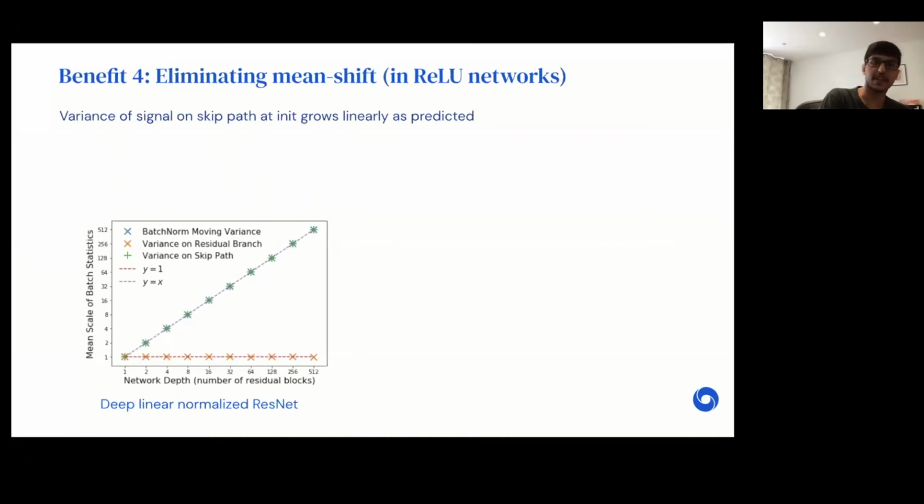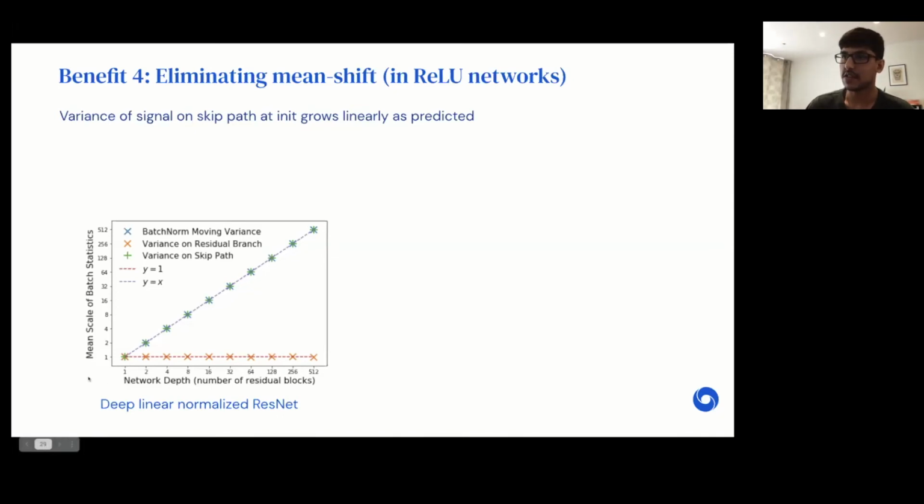Okay, so those were benefits 2 and 3. And finally, the fourth benefit is that batch norm can eliminate a mean shift in the activations that can arise in ReLU networks. To understand this, it would be useful to first look at the activations of the network through a deep linear normalized ResNet. In this case, there's no non-linearity, simply a linear batch normalized ResNet.